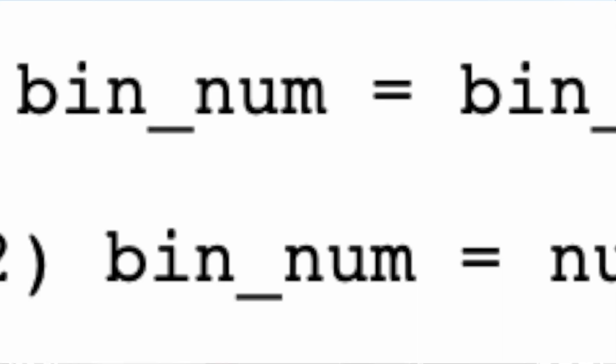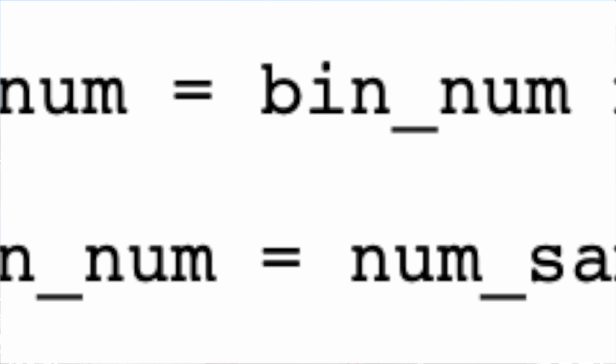Now realize you don't really have to say if, because if bin is greater than n, just do it. Modulo doesn't hurt anything if it's not greater than n. So just say bin equals bin modulo n, boom, you're done. You don't have to say if. So you can save a tiny bit of time.